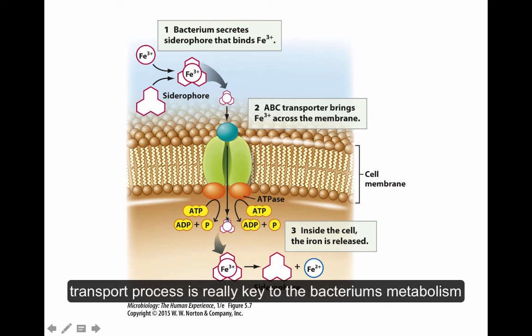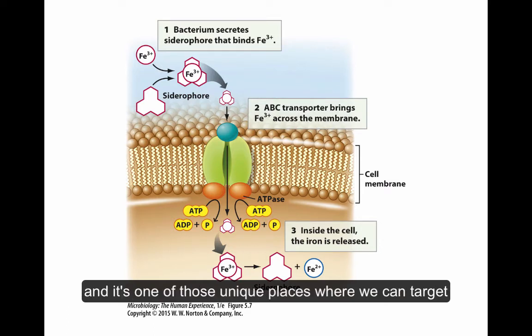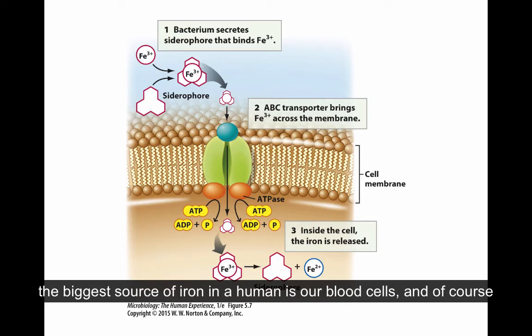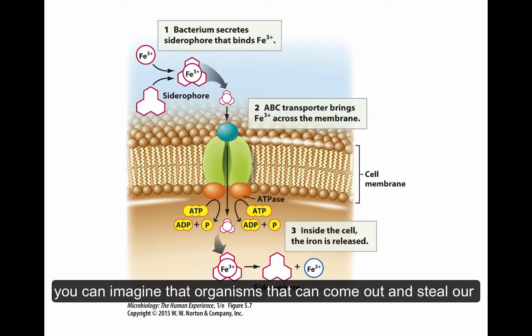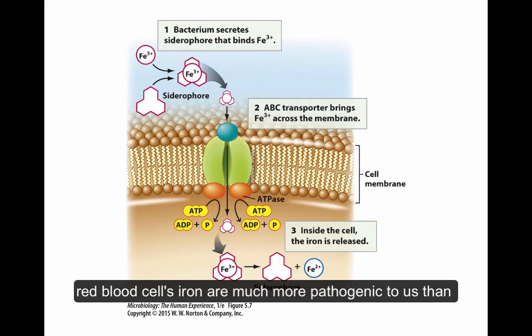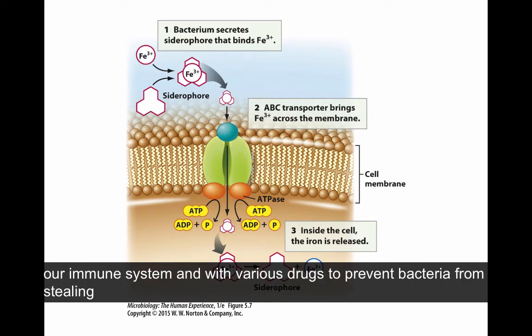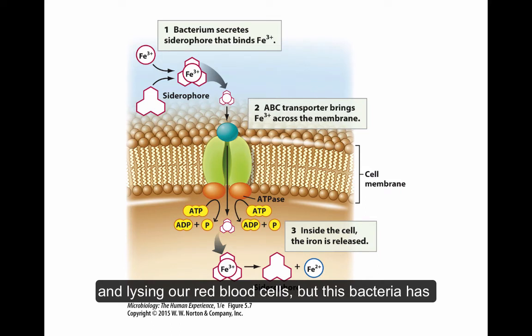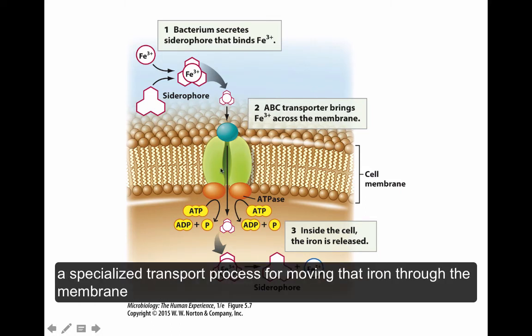Now that iron transport process is really key to a bacterium's metabolism, and it's one of those unique places where we can target. The biggest source of iron in a human is our blood cells, and of course you can imagine that the organisms that can come out and steal our red blood cells' iron are much more pathogenic to us than other cells. So we block the action of siderophores with our immune system and with various drugs to help prevent bacteria from stealing and lysing our red blood cells. But this bacteria has a specialized transport process for moving that iron through the membrane.